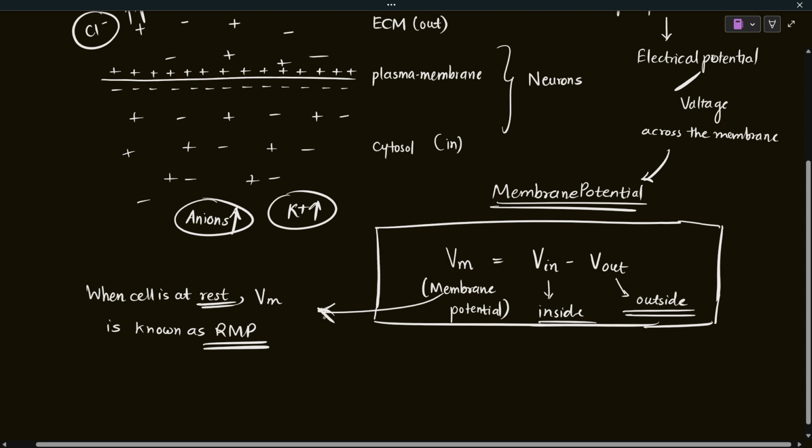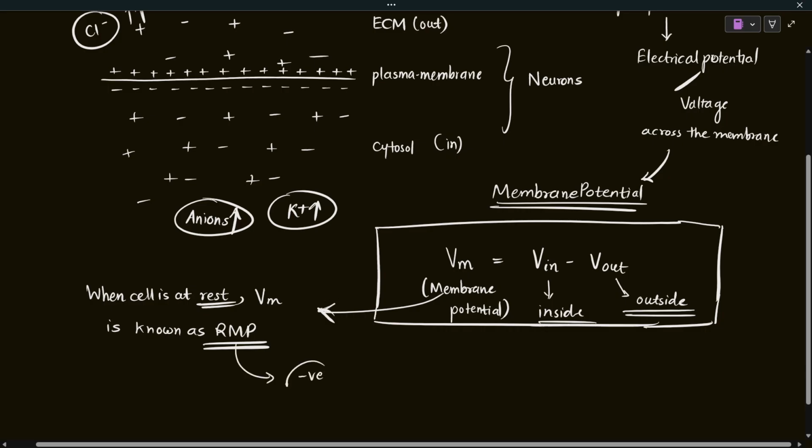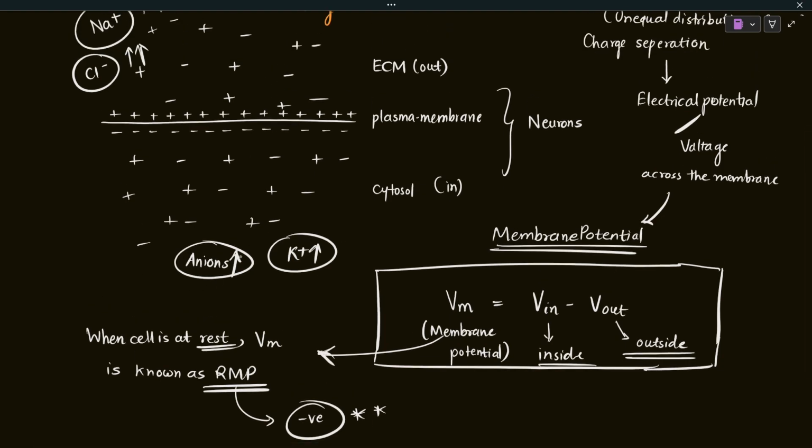Okay, so whenever there is no stimulus across the neuron, that means the cell is at rest, and that membrane potential is known as resting membrane potential, which is negative. Why? We already saw that it is negative due to the high number of anions on the cytosolic side and high potassium ions on the cytosolic side. So the concentration of anions is higher there compared to the extracellular matrix, which gives an overall negative charge. That is why the resting membrane potential of neurons is negative. I hope this is clear to you all.